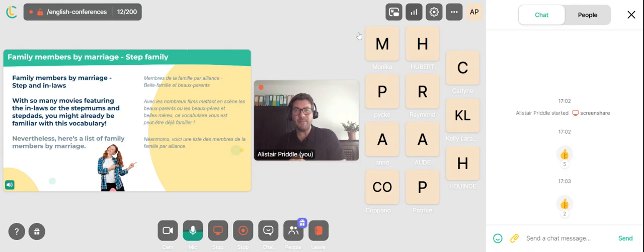So, family members by marriage. What we call step family. Family members by marriage, step and in-laws. With so many movies featuring the in-laws or the stepmums and stepdads, you might already be familiar with this vocabulary. Nevertheless, here's a list of family members by marriage.